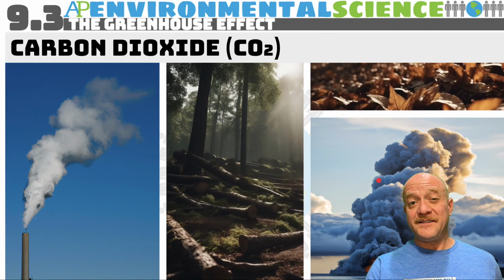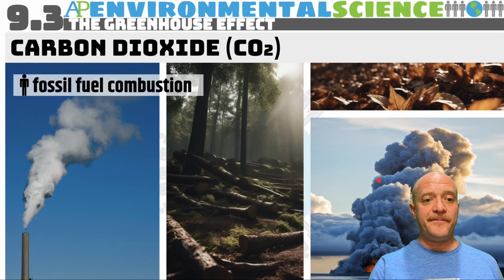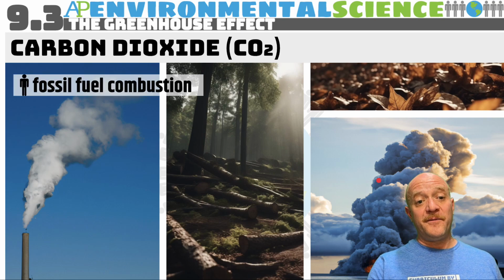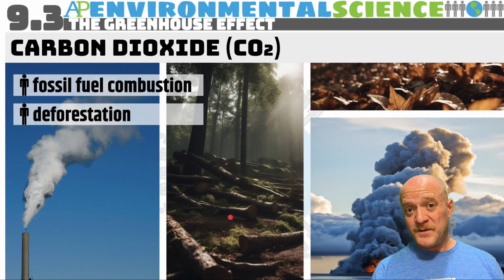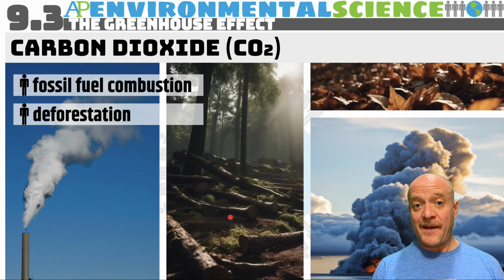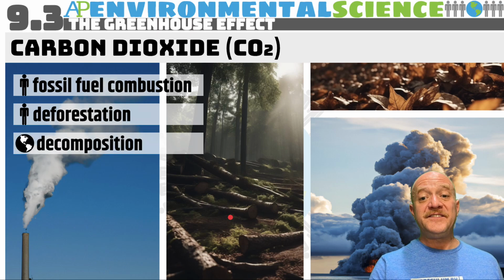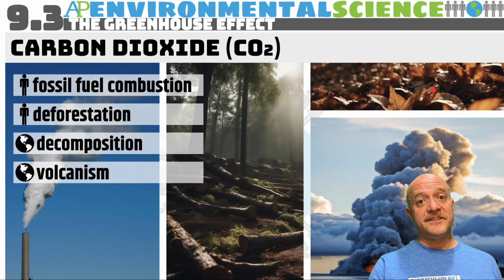One greenhouse gas in particular, in fact the one we talk about the most, is carbon dioxide. Most of it's coming from fossil fuel combustion. It can also come from deforestation. Now, deforestation prevents the trees from taking in the carbon dioxide, but also the stumps that are left behind will decompose, adding more carbon dioxide to the atmosphere. We also have decomposition of organic material, and a small amount does come from volcanoes.